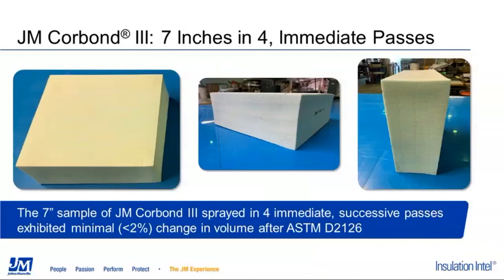JM Corbond III in 4 passes to 7 inches was tested according to this method. As you can see in the photos, the sample exhibited minimal distortion and change in volume. Adhesion between passes was also cohesive throughout.